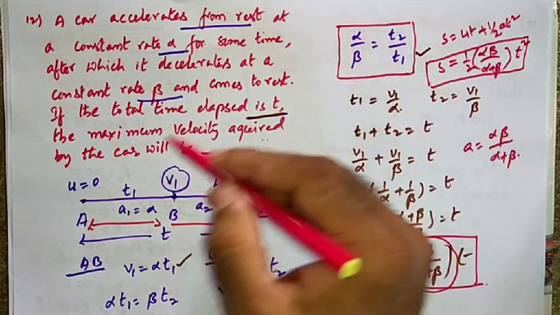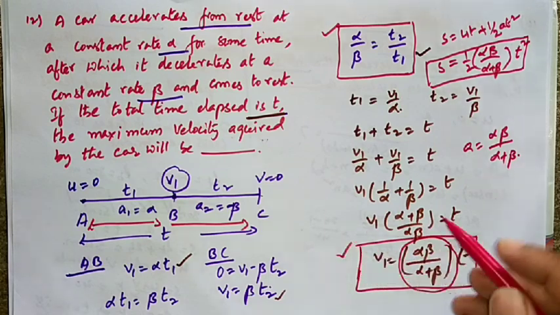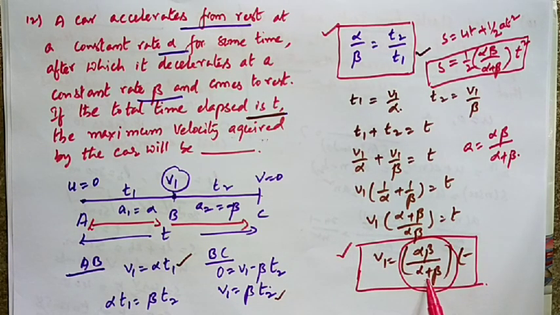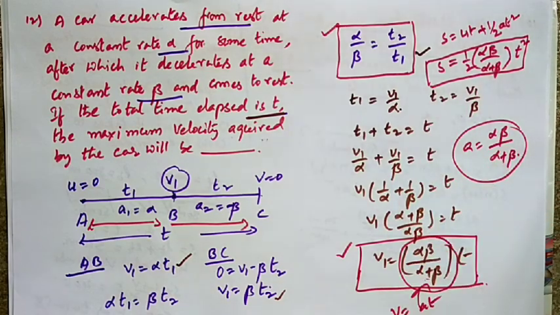Now you remember these results. Alpha by beta is T2 by T1. Maximum velocity is alpha beta by alpha plus beta into T, like V is equal to U plus AT. That's it. In place of A, this is there. A is this value. S is equal to half AT square. Right. Next, see another question.